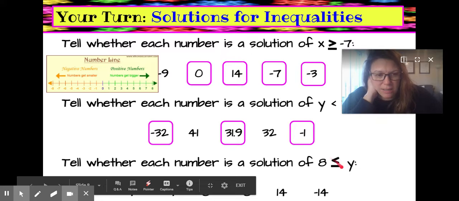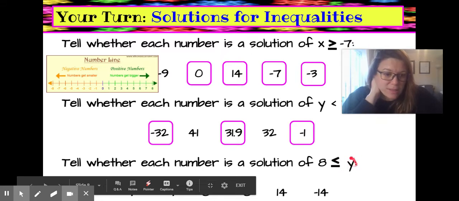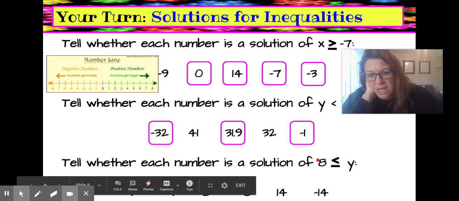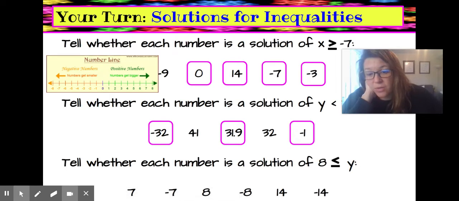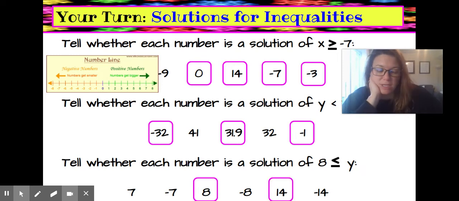8 is less than or equal to y. The y is on the right side and it's the greater side. So I need basically to circle the numbers that are bigger than or equal to 8, greater than or equal to 8. So -7 is not greater than 8. 8 is equal to 8. -8 is not greater than, but 14 is, and -14 is not.